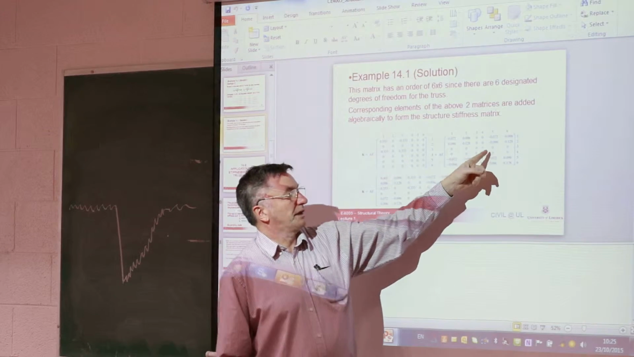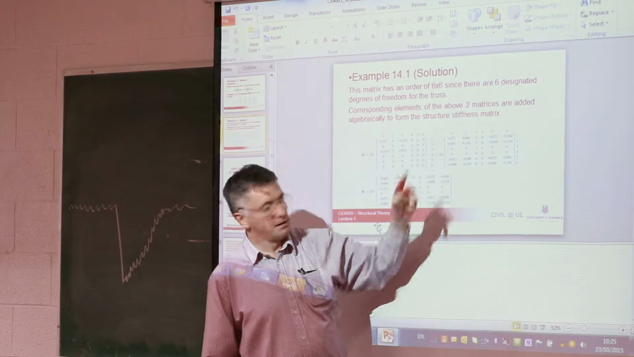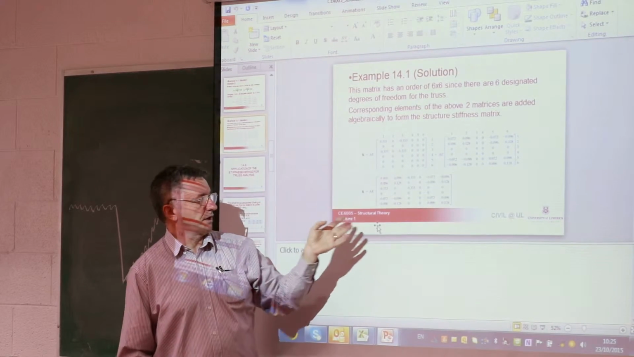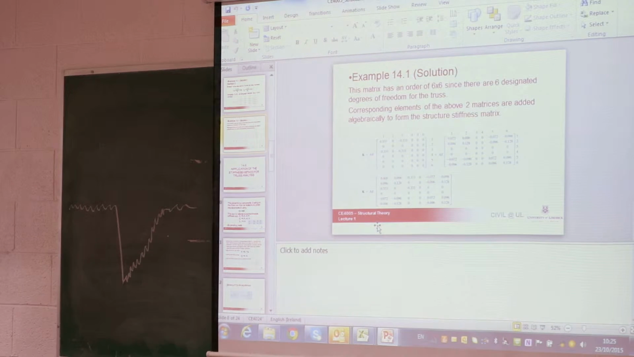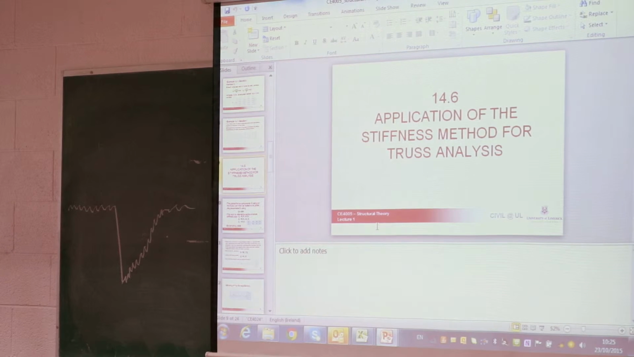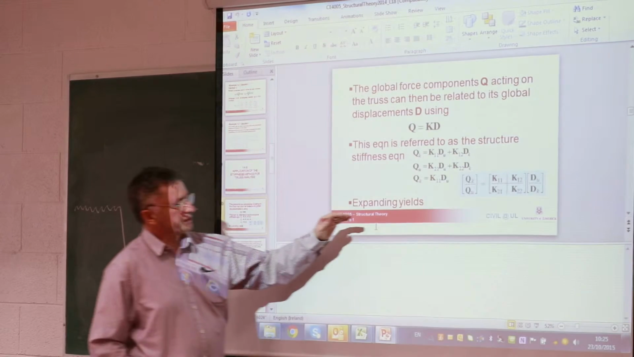contain a placeholder or a spot for every degree of freedom. And you add those together, and now you have a full structure degree of freedom, full structure stiffness matrix in global coordinates. And this is the solution procedure.